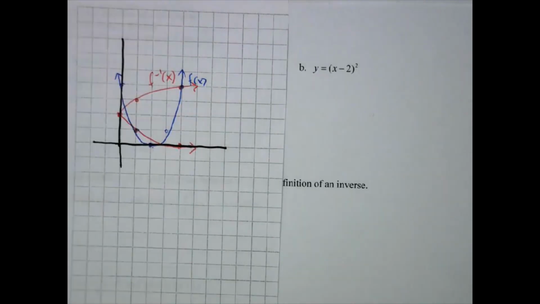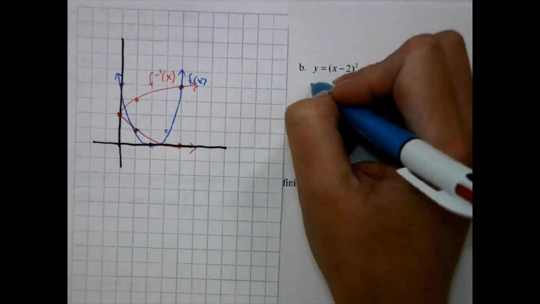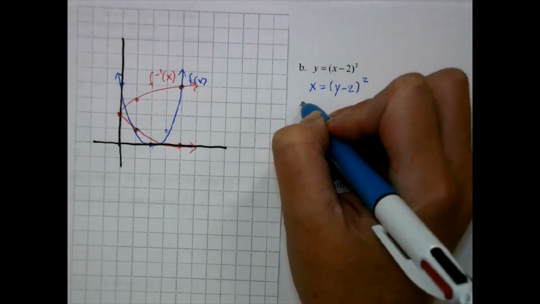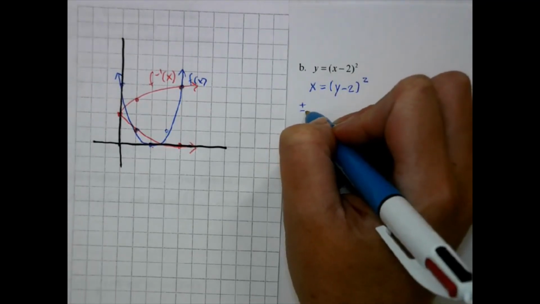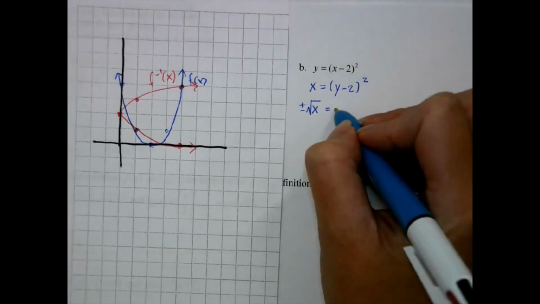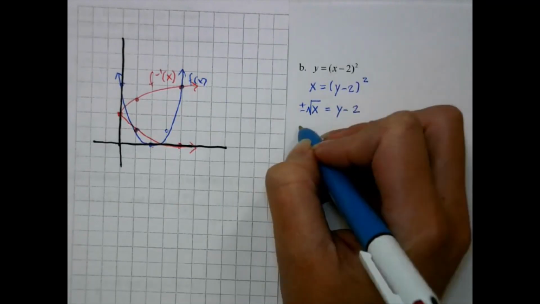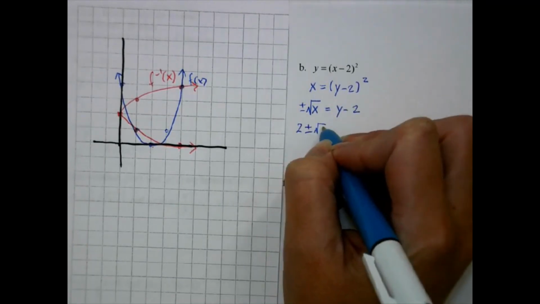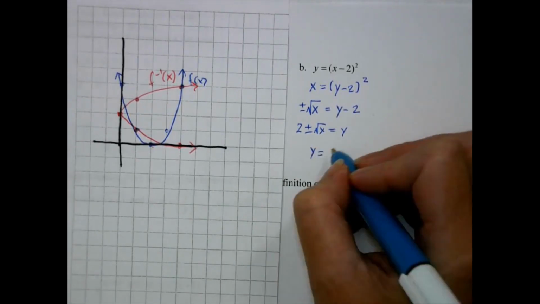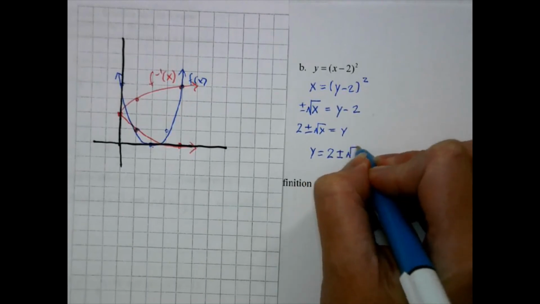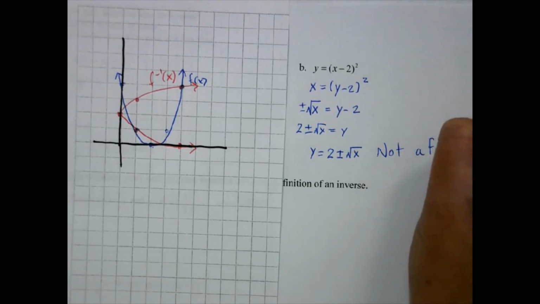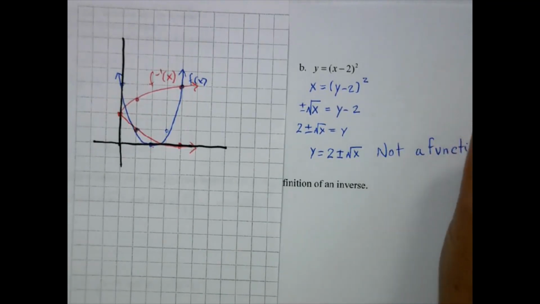The equation, so I'm going to switch x and y. Take the square roots. This is going to be plus or minus the square root of x equals y minus 2. So add the 2 over. 2 plus or minus root x equals y. That is our inverse equation, okay, which is not a function. So if we wanted to make it a function, we would have to restrict the domain in order to do so.